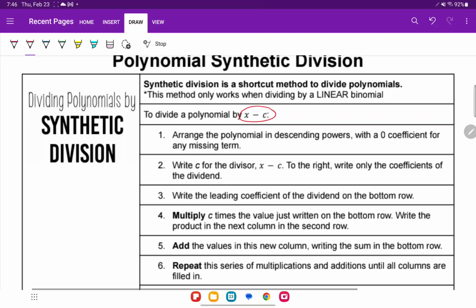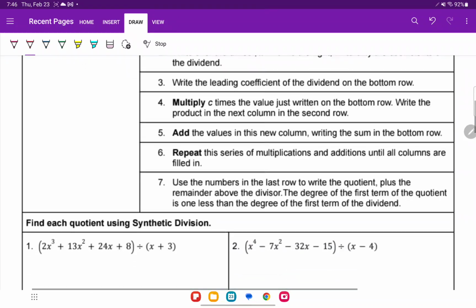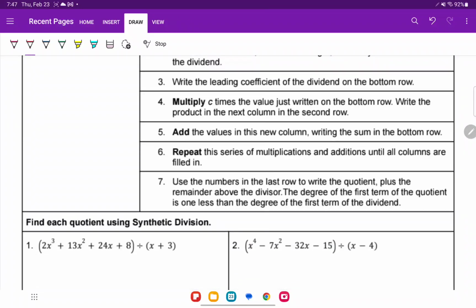And again, this seems like a lot, but once we start going through it, you'll see how the process works. Then steps 4, 5, and 6 repeat. Step 5 says add the values in the new column, writing the sum in the bottom row. Step 6, repeat the series of multiplications and additions until all columns are filled in. And then last but not least, step 7 says use the numbers in the last row to write the quotient plus the remainder above the divisor. The degree of the first term of the quotient is 1 less than the degree of the first term of the dividend. That's how we know when to stop.